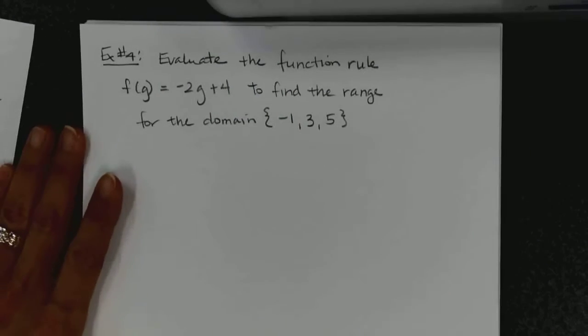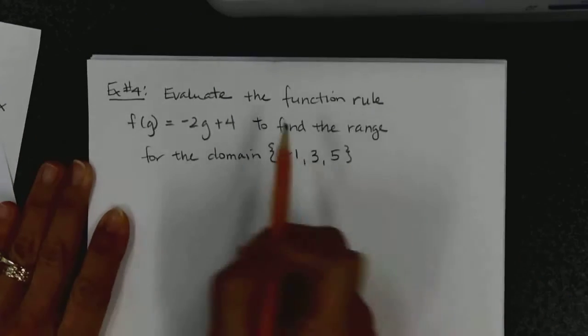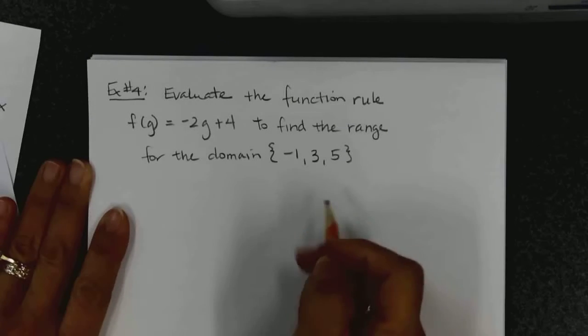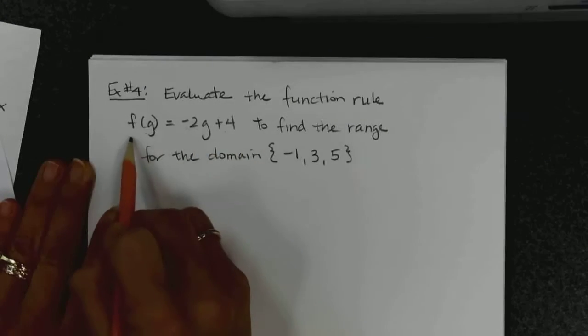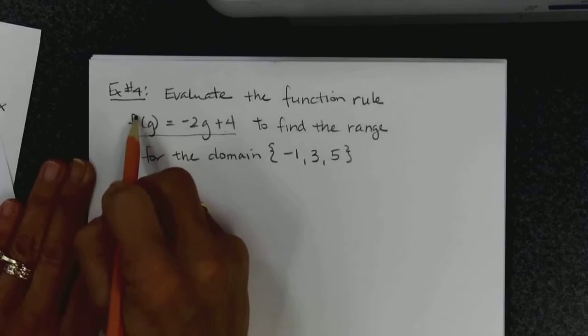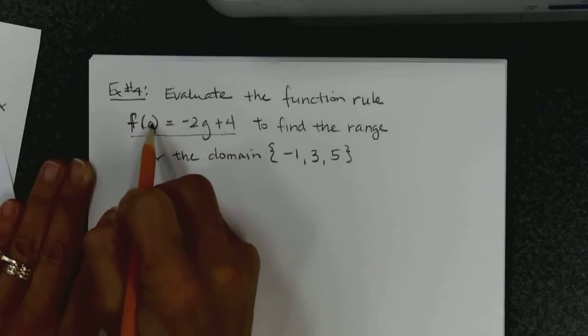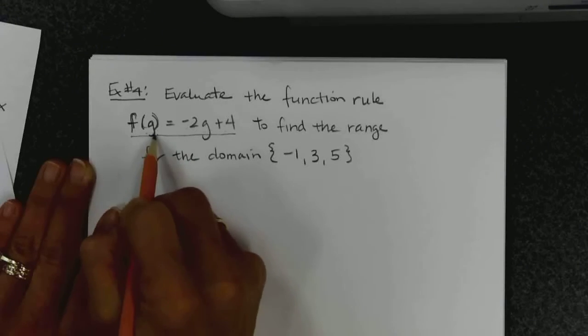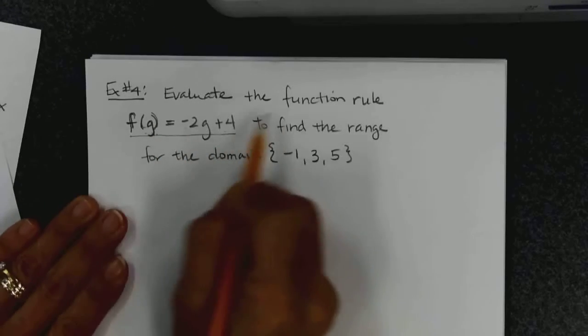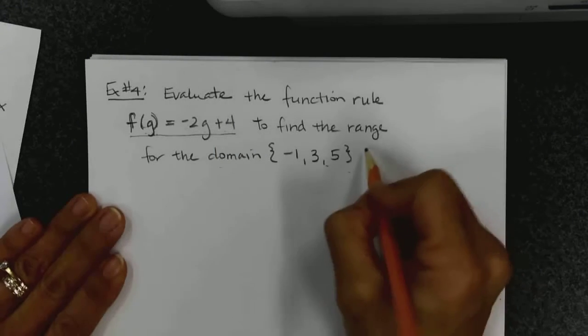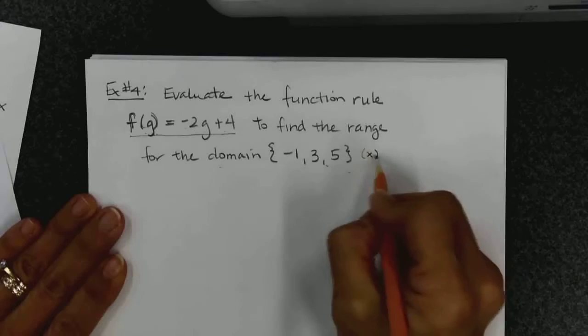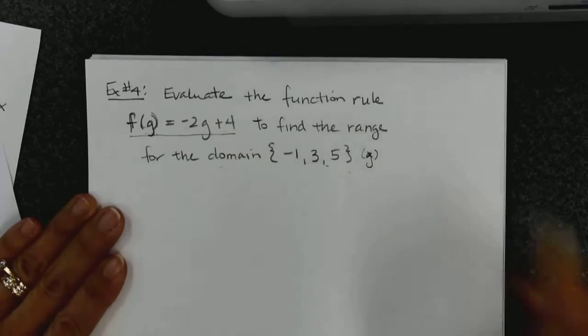Now in example number 4, it says evaluate the function rule f of g equals negative 2g plus 4. This right here has the name of f. So the function rule's name is f, and it depends on g. You really don't do anything with this. To evaluate, remember to plug in these x values. Domain are your x's, or g's in this case. We plug in the g.